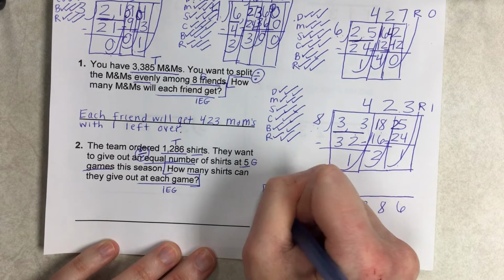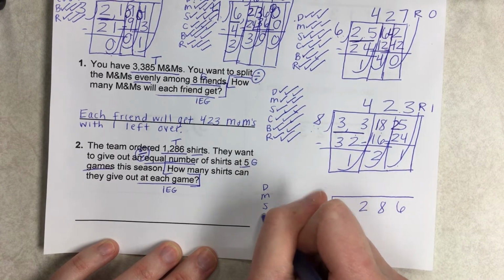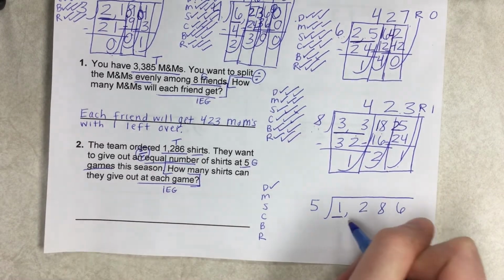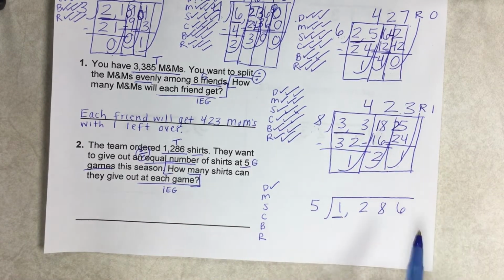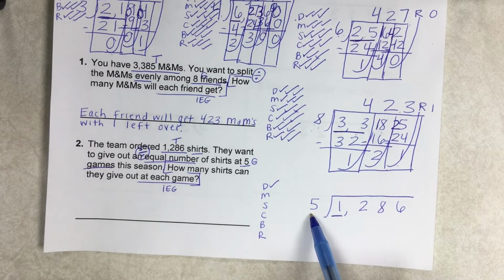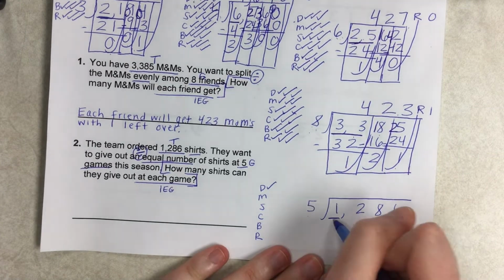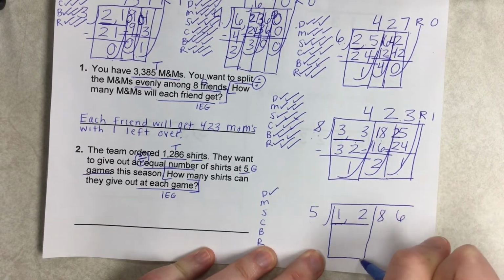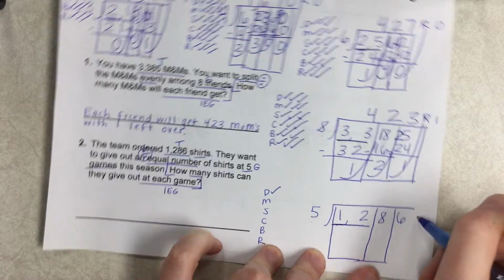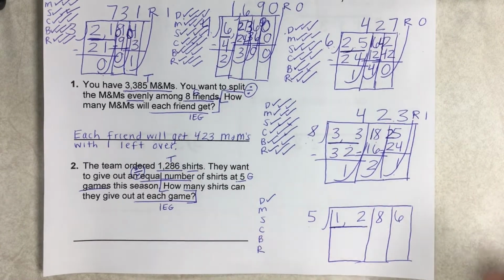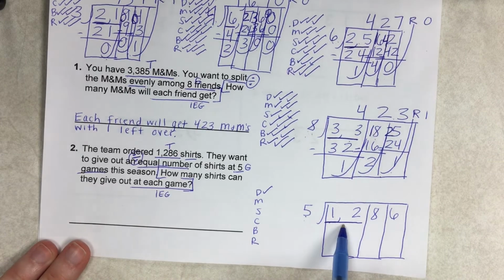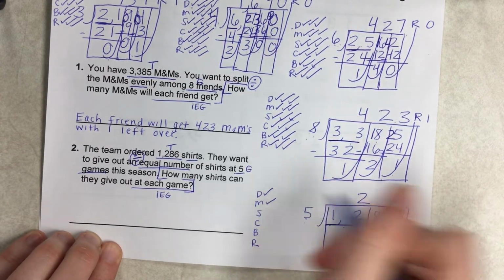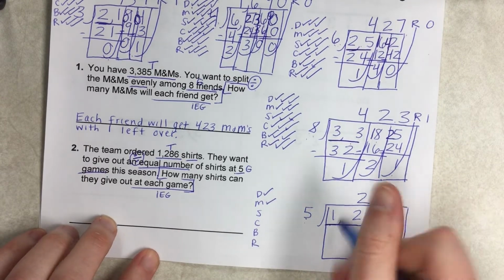Checklist on the side. D, determine. If I have 1 big, huge Smarties rope that I am passing out to 5 kids, I don't have enough for every kid to get 1, so I need to go to my next number, 12. I'm going to draw my box around 12, a box around 8, and a box around 6. Still on determine. 5 times what gets me close to 12 without going over? 2. Multiply. 5 times 2 equals 10.